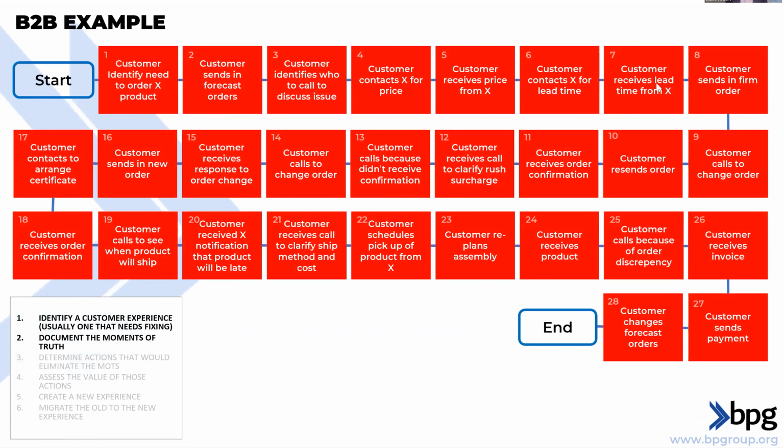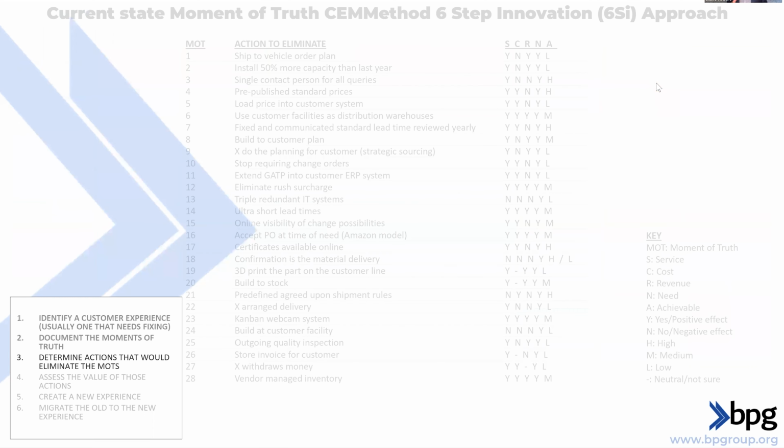Here's another example. This is in the business to business space. These guys are involved in extended supply chains, supplying parts for engines or indeed full engines themselves. So you can see that the whole cycle here is customer identifies a need for a part right the way through to customer giving us a new forecast for when they're likely to need more parts in the future. So there you are. On the bottom left is that 6SI again. So identify the customer experience. Bingo, they've done that. Document the moments of truth. Fantastic. Then transfer those moments of truth onto this.